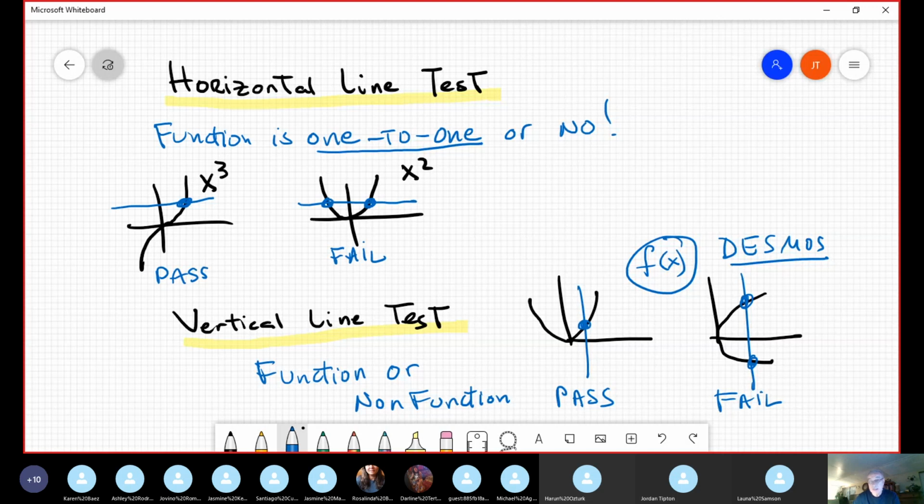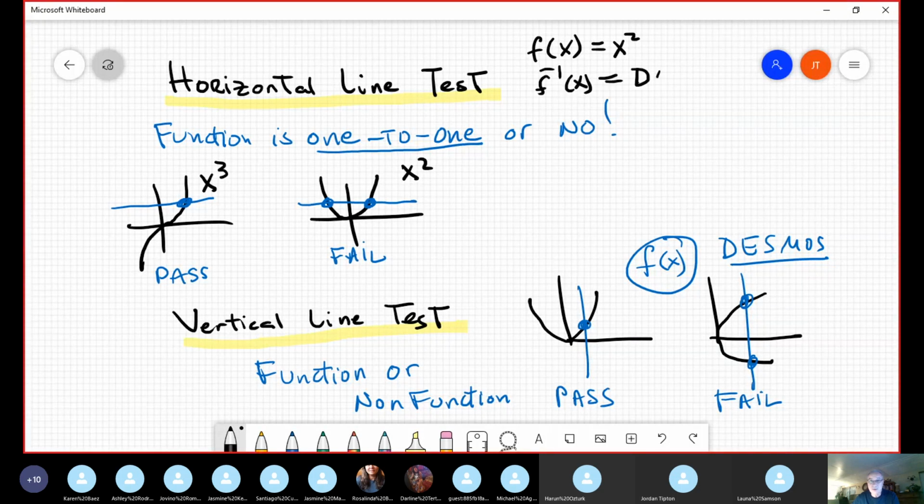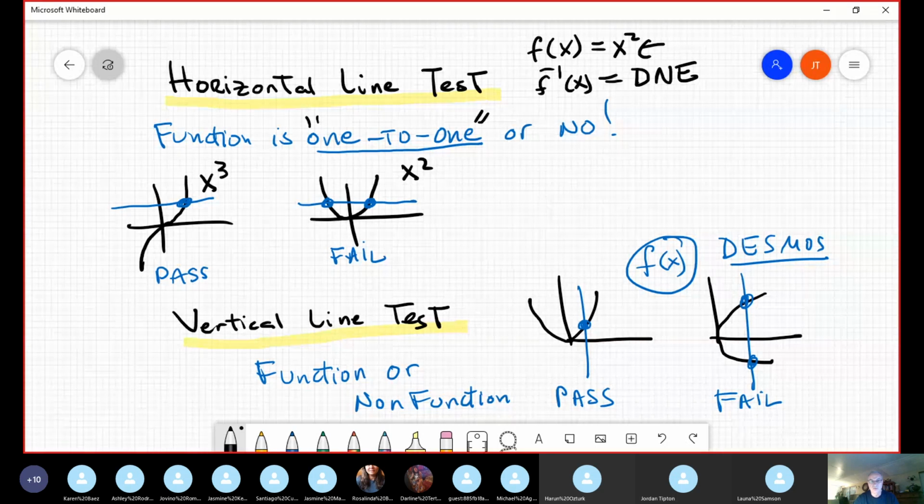But I want to explain that maybe yes, under certain restrictions. Suppose I asked you in the test, the function f of x equals x squared, find the inverse function. The answer is it does not exist, because this function is not a one-to-one function. However, you say, well, professor, you explained a few minutes ago the square and the square root are inverse functions.